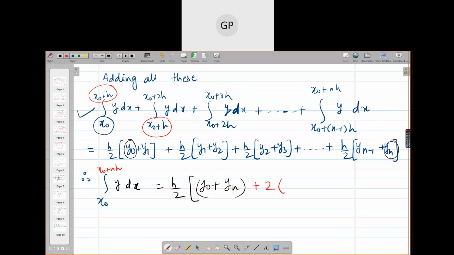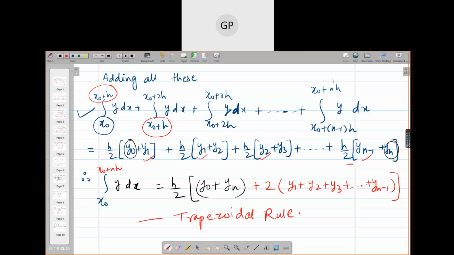Plus all the remaining intermediate ordinates are appearing twice. In the second last statement we get yn minus 2 plus yn minus 1, so that is also appearing two times. So it will be simply y1 plus y2 plus y3 plus so on up to yn minus 1. This is called the trapezoidal rule. Have you understood this derivation?